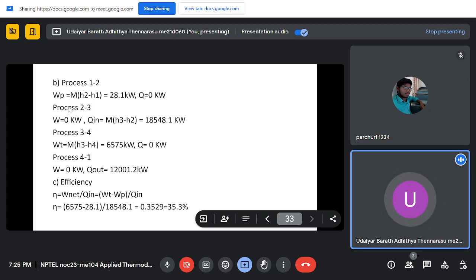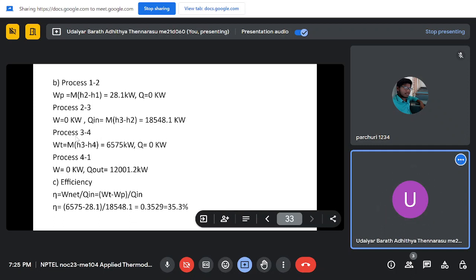So process 2-3 is the boiler. We are supplying heat, but there is no work, so work is 0. Q in is m dot into H3 minus H2. Here too we have calculated all the H3 and H2 values. On substituting, we get 18548.1 kilowatt. So this is the amount of heat which you are giving in. So it will be close to 18.5 megawatt.